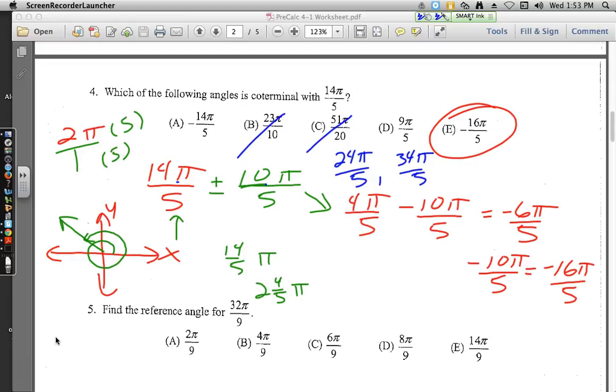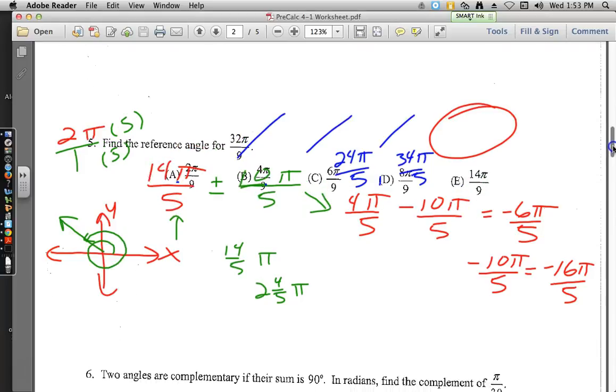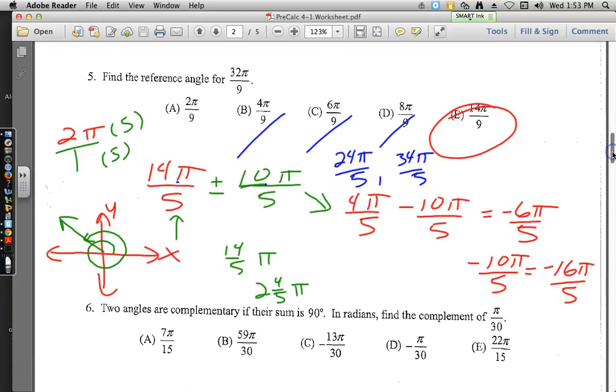And hopefully at this point you'd notice I'm well over 9 pi over 5. And that gets you into thinking, okay, now I have to do the subtraction. So those multiples of 2 pi are what we are always looking for. Next we have number 5.